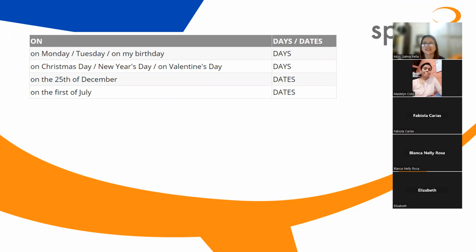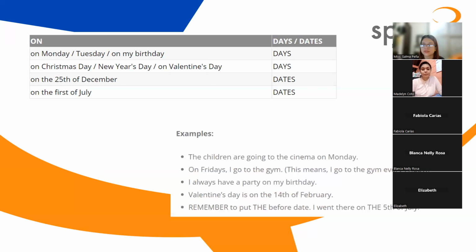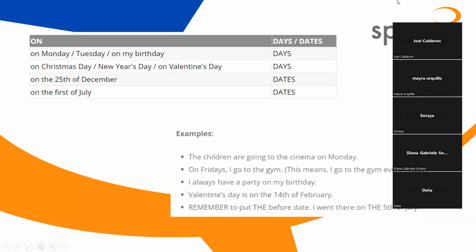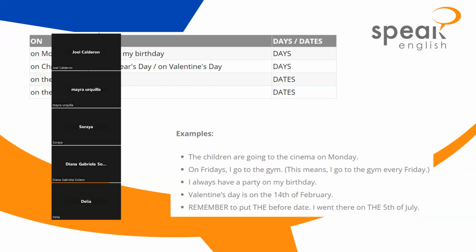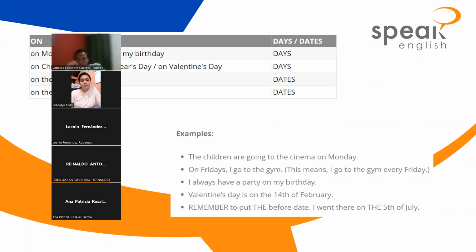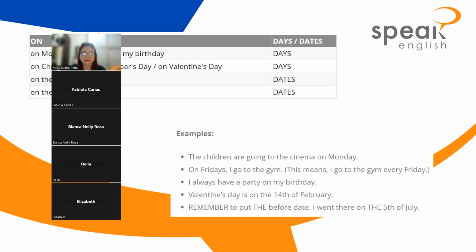Days and dates. Let's see some examples. Delia, help me to read. The children are going to the cinema on Monday. On Friday, I go to the gym. This means I go to the gym every Friday. I always have a party on my birthday. Valentine's Day is on the 14th of February.